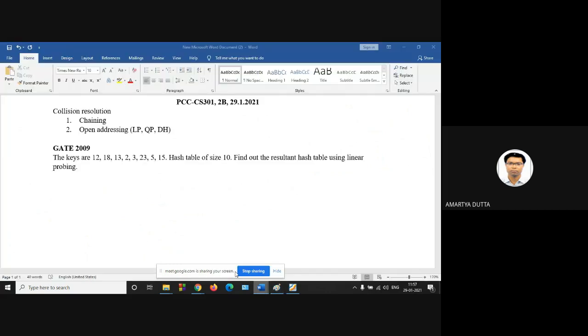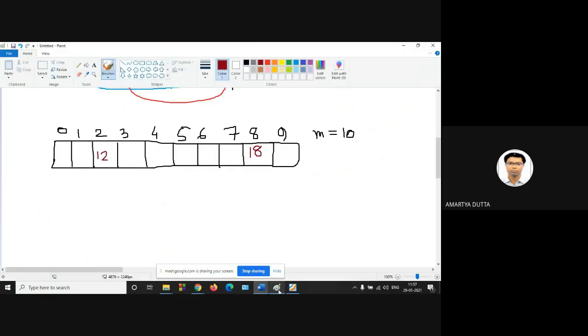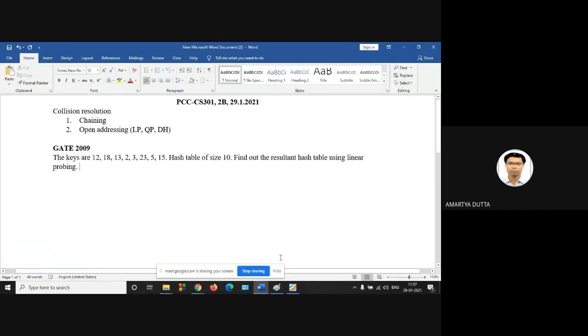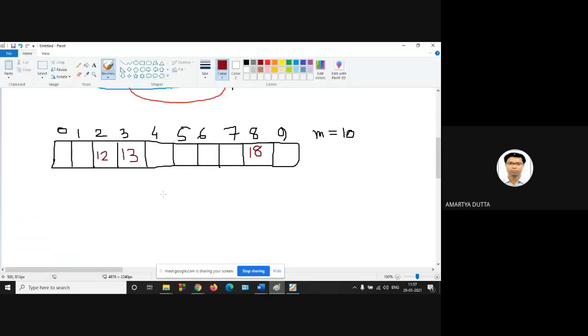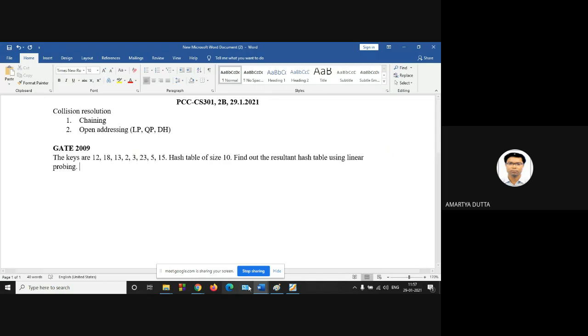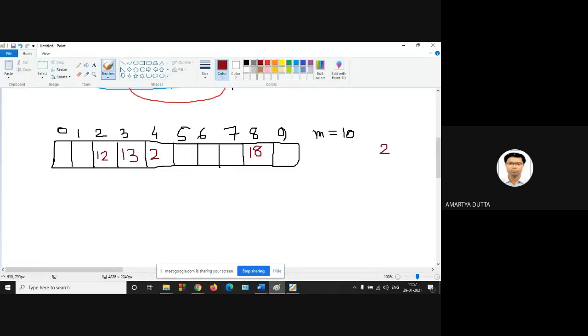Next one is 13. Up to this, no problem. Next one is 2. For 2, what is the position for 2? 4. So how many collisions for 2? 2 collisions. So 2 collisions are there, and insert 2 here. Next one is 3. So for 3, how many collisions are there?